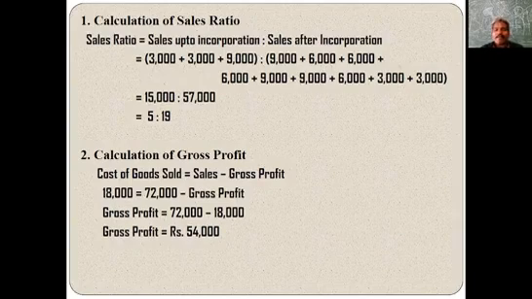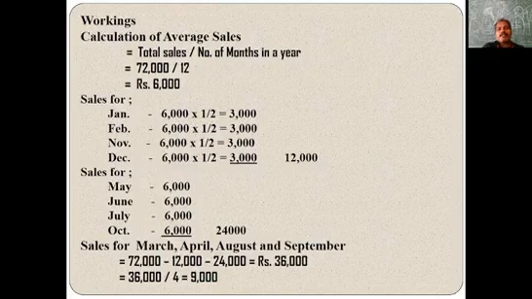Then calculation of gross profit. Cost of goods sold equals sales minus gross profit. We know the value of cost of goods sold and sales. So cost of goods sold 18,000 equals sales 72,000 minus gross profit. So letters come to one side and numbers to the other side. Gross profit equals 72,000 minus 18,000, so gross profit is rupees 54,000, a simple answer. But how to calculate the sales ratio? We will move to the next slide.